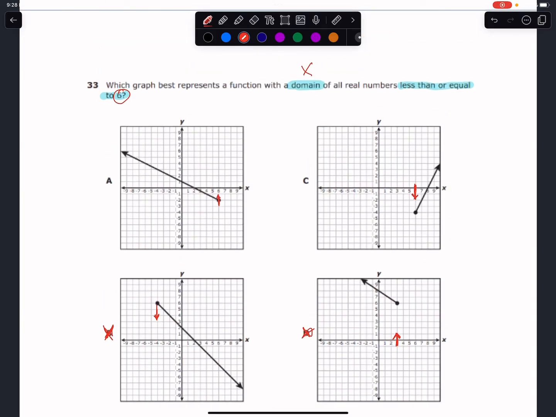So it says, which graph best represents a domain less than? Less than are all the numbers to the left. Greater than will be all the numbers to the right. So less than means that A is our answer, because all these numbers on this side are less than 6. If you were to go on this side, all these numbers on this side are greater than 6. Okay, so not this one.